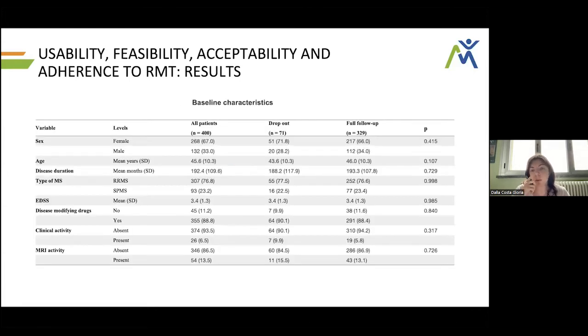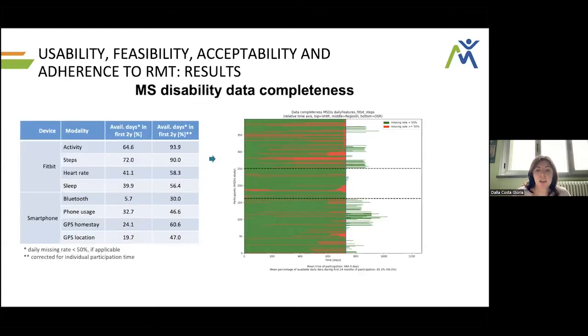And from this table, you can see that actually there were no significant differences between patients that dropped out and patients that completed the study. And here we can see something about data completeness, and particularly for passive data, that is what is of most interest to us.